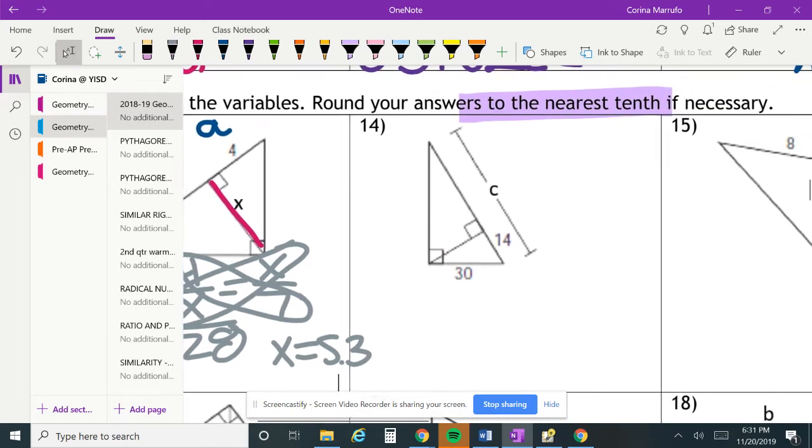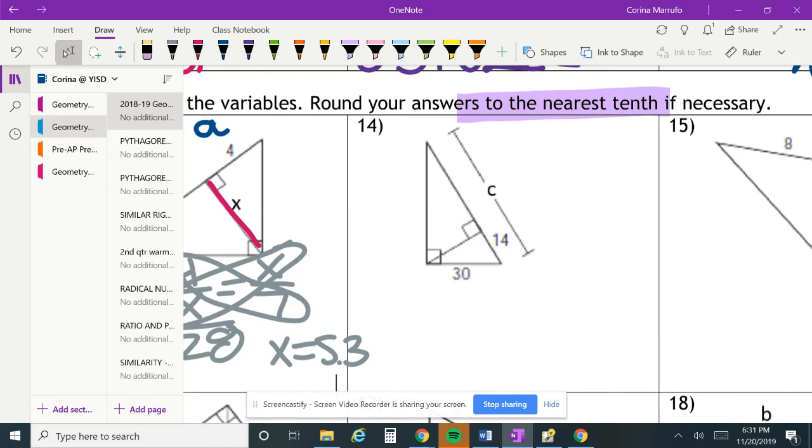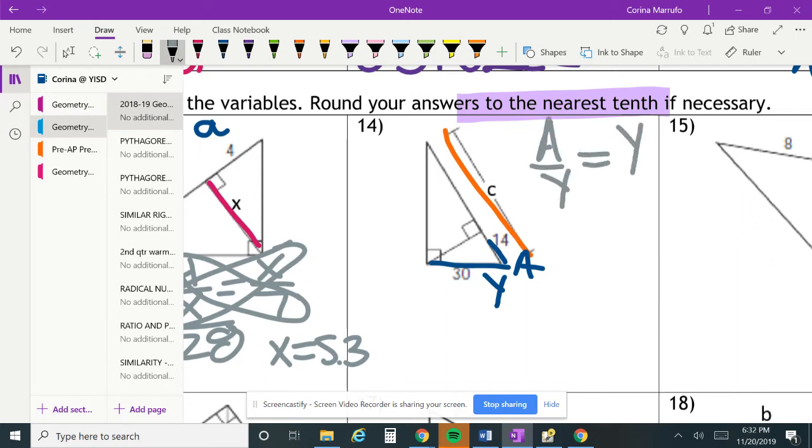All right, number 14. On number 14, they tell us that this whole thing is C, so that's what we're looking for. We know this little piece right here, we can call it A, and A is always connected to Y. So we should start with A over Y equals Y over C. That's the formula.